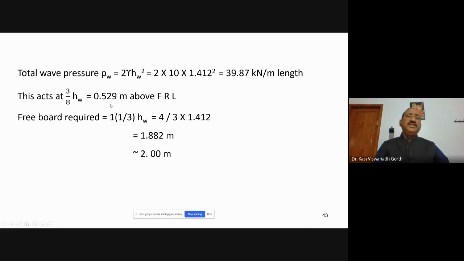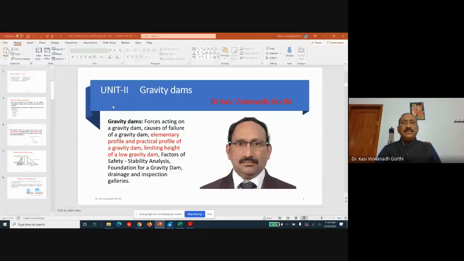Okay, so this finishes the simple working of the problems for estimating the various loads which are coming onto the dam. We have seen the ice pressure, then hydrodynamic force due to earthquake, hydrostatic force or inertia force, and then the wave pressure force has been estimated. So we'll be finishing this class with this.